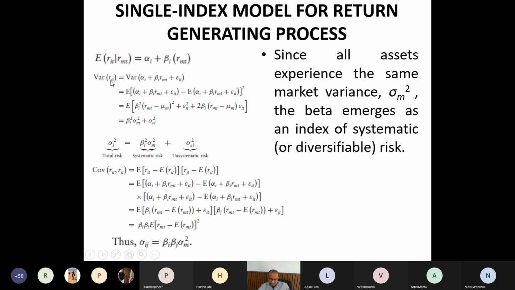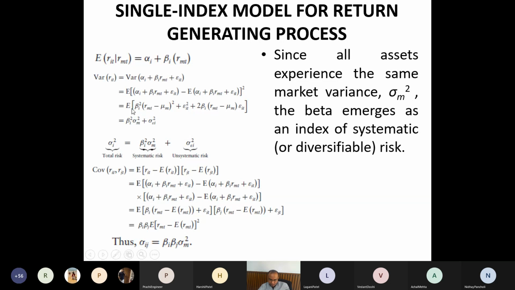Similarly, if I use the variance operator, then what is the variance of RIT? Variance of these three terms: alpha I plus beta I RMT plus epsilon IT. Now we know the definition of variance. Variance of x is the expected value of x minus expected value of x, whole square. So it is the expected value of alpha I plus beta I RMT plus epsilon IT minus its expected value, whole square. Now the expected value of alpha I plus beta I RMT plus epsilon IT is alpha I plus beta I times the expected value of RMT. And then I do some manipulation and square all the terms.